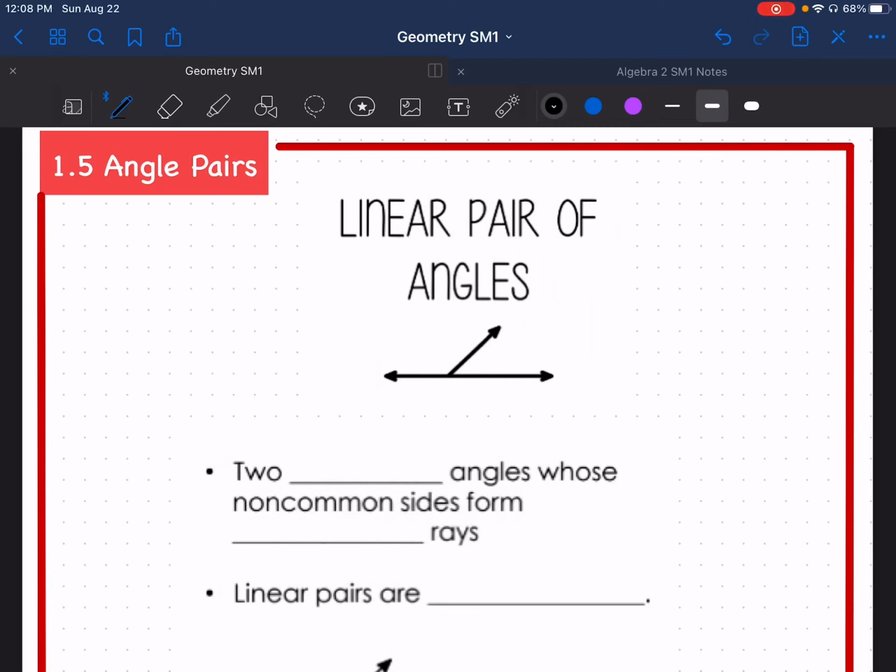Today's lesson is 1.5 Angle Pairs. We're going to talk about 4 special types of angle pairs today. Let's go ahead and get started with our linear pair of angles.